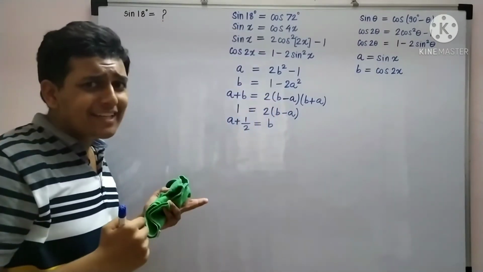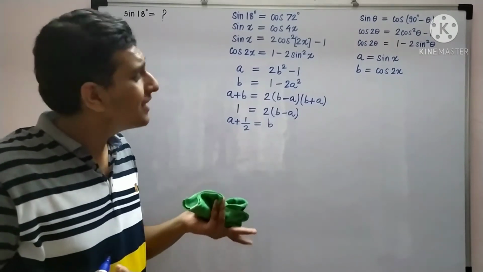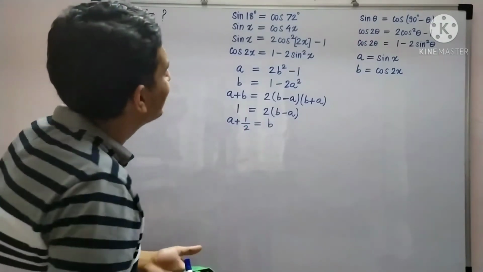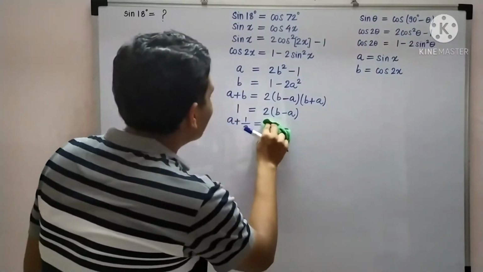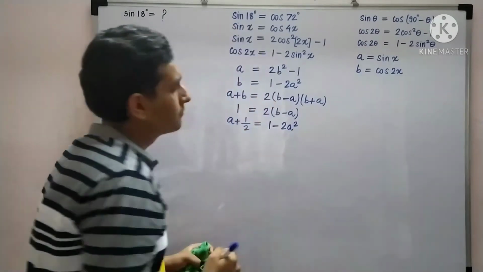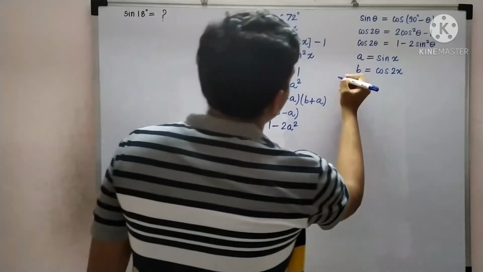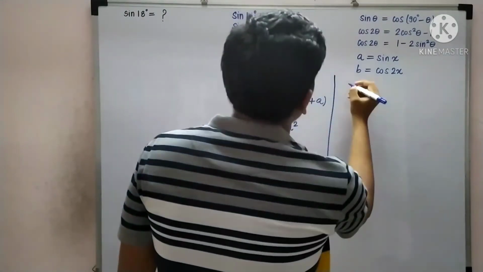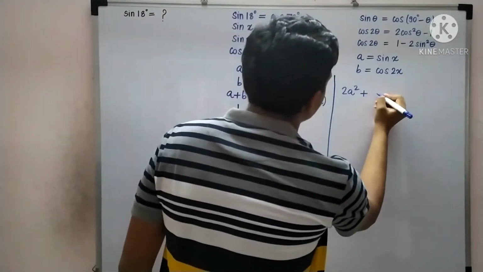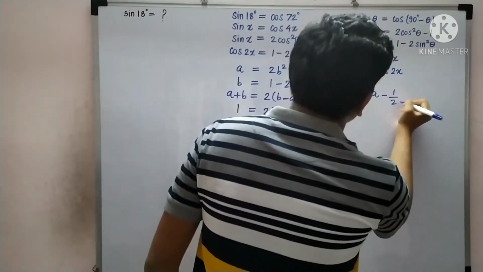But the second equation tells us that b is 1 minus 2a squared. So we can form the quadratic once we substitute b equal to 1 minus 2a squared right here. So let's just do that. To get that, a plus half is 1 minus 2a squared. Rearranging once more to form the quadratic, which is nothing but 2a squared plus a plus half minus 1, that is minus half, gives you 0.